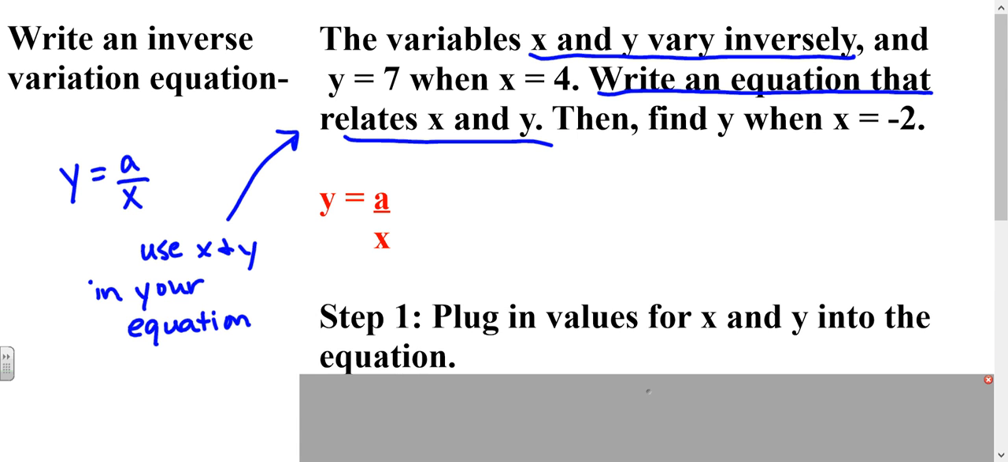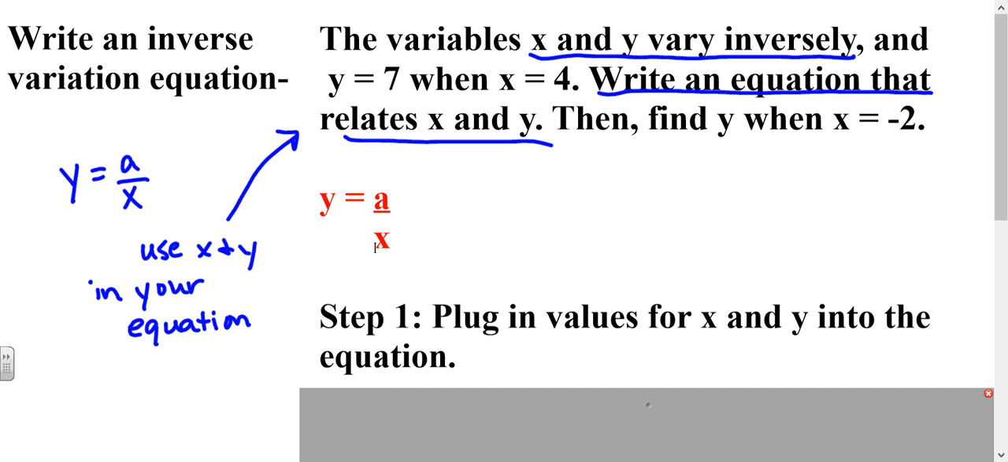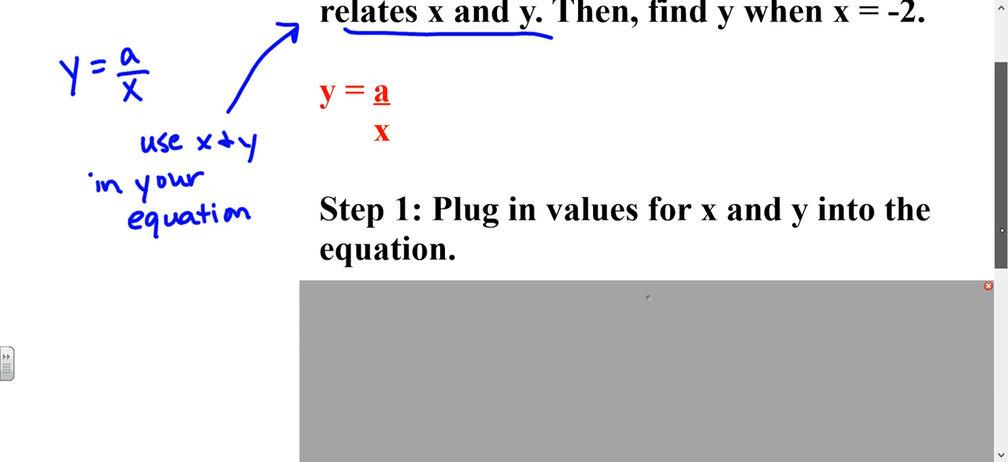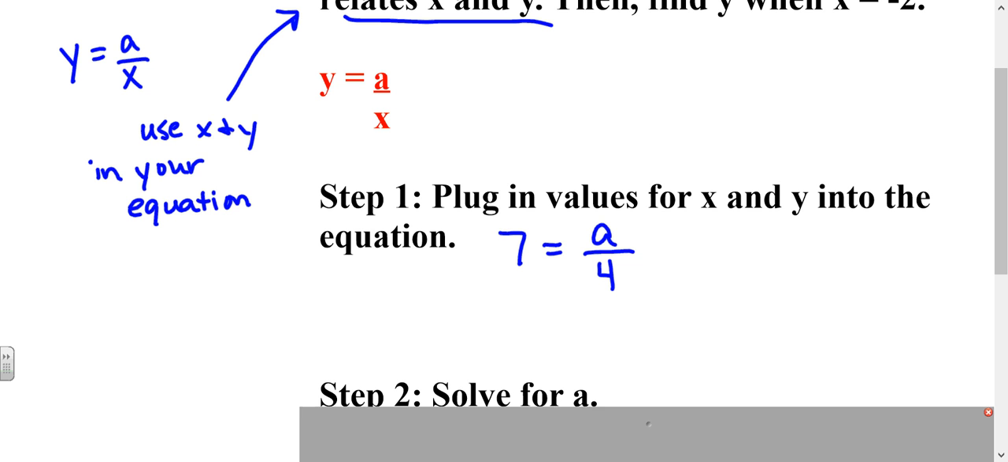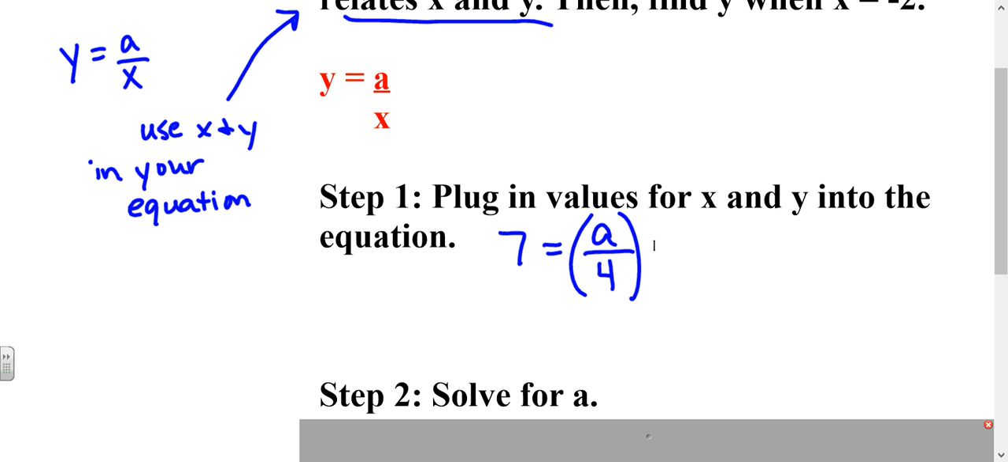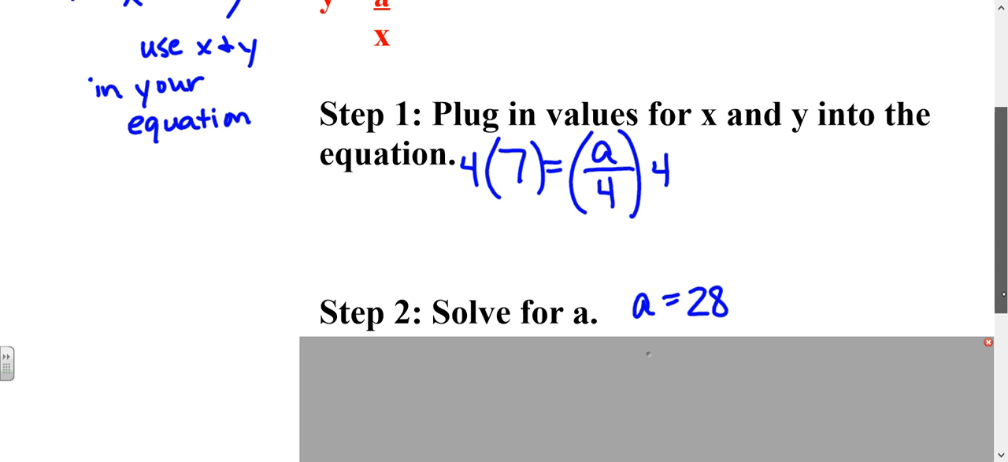First we're going to use the equation for inverse variation. We're going to plug in the values for x and y into the equation. We know y equals 7 and x equals 4, so we have 7 equals a divided by 4. We do not know what a is, so that probably means that we're going to solve for a. To get a by itself, I would multiply both sides by 4. Then I would get a equals 7 times 4, which is 28. Now that's my constant, okay?